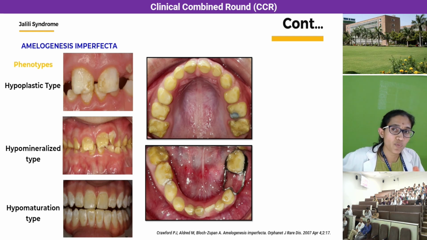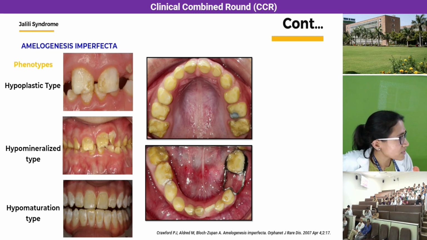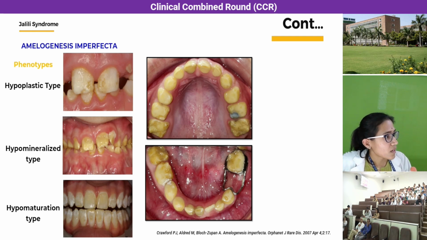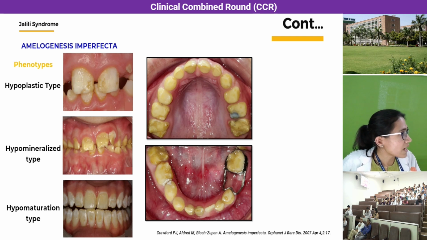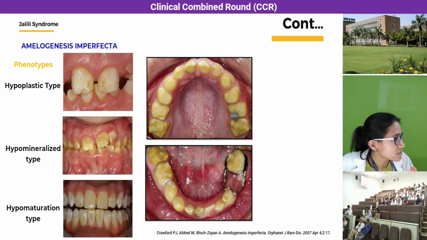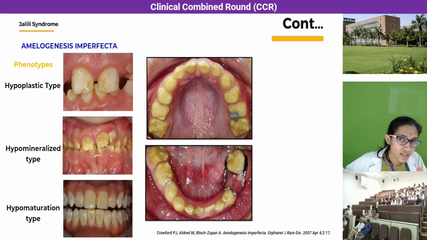The second is the hypomineralized type, where the defect or insult occurs during the calcification stage of amelogenesis. So here the enamel of full thickness is formed. However, the enamel is found to be very soft and weak and tends to chip off on mastication. The third type is the hypomaturation type. Again, here any defect or insult occurs during the crystal growth stage of amelogenesis. So here the enamel is again formed with full thickness, but there will be generalized discoloration.